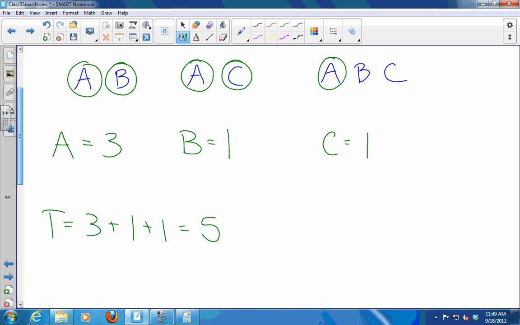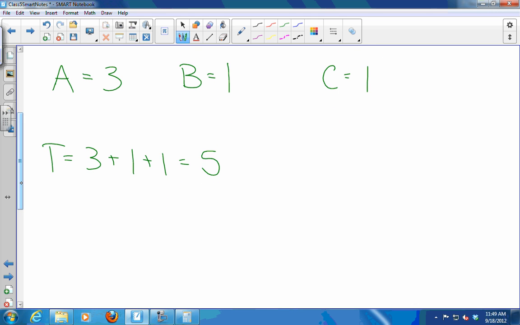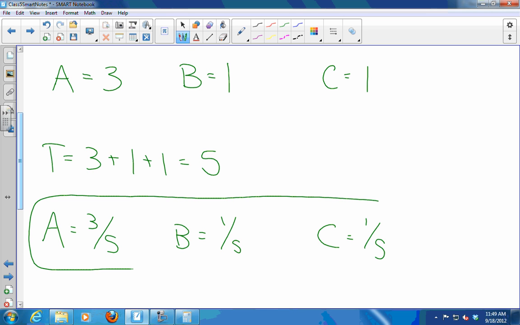Then you take the ratio. For each player, you take the ratio of their critical count over the total number of critical counts. So A is going to be 3/5. B is going to be 1/5. And C is going to be 1/5. This is the power distribution. A has 3/5 or 60% of the power. B has 1/5 or 20%. C also has 1/5 or 20%. You can use percentages if you like them, or you can just leave the fractions. Doesn't matter.